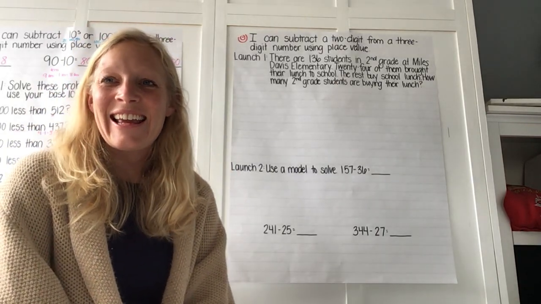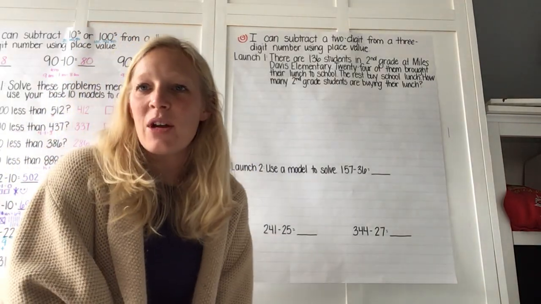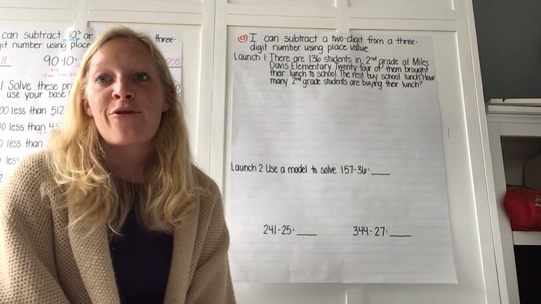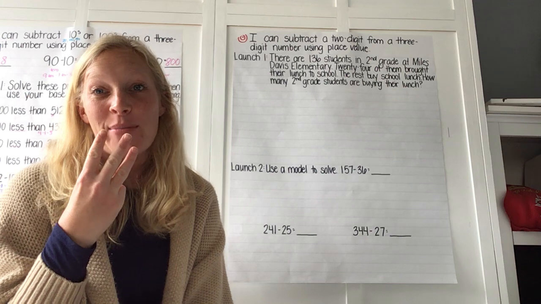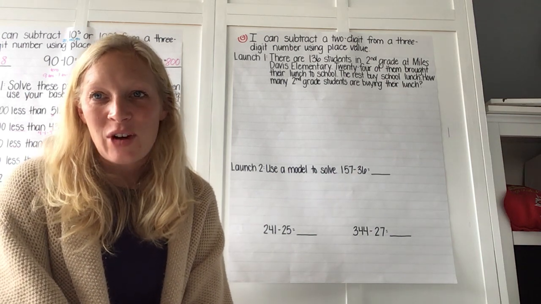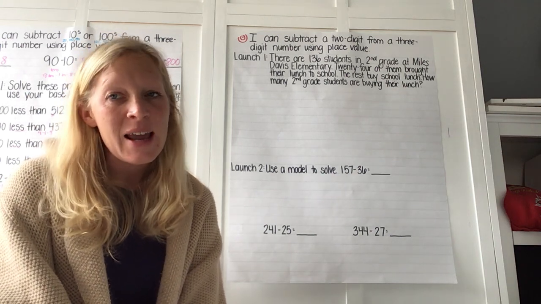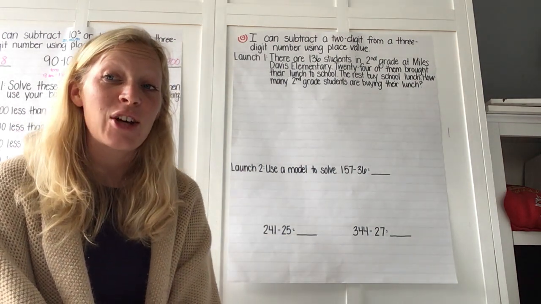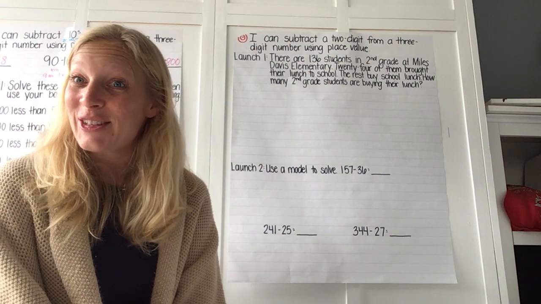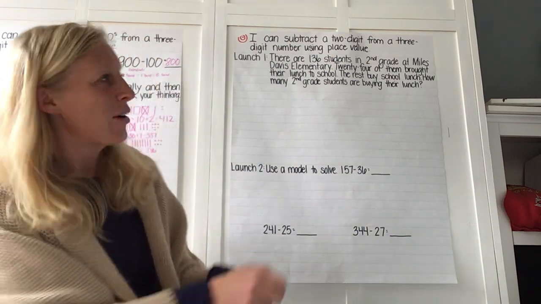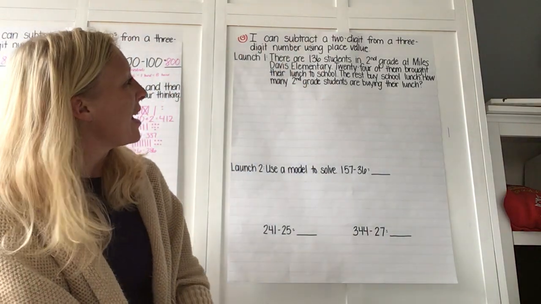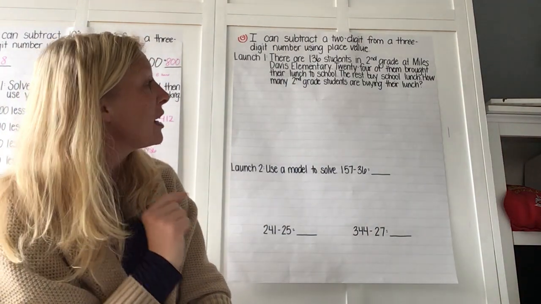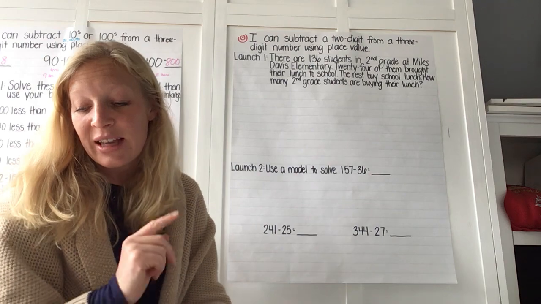Second grade. Yesterday, you can see behind me, we were subtracting tens and 100s from a 3-digit number. We're going to continue subtracting from 3-digit numbers today, but our work today will be a little different. Let's take a look at our learning target, and then we will get started with some problems to do together. I can subtract a 2-digit number from a 3-digit number using place value.